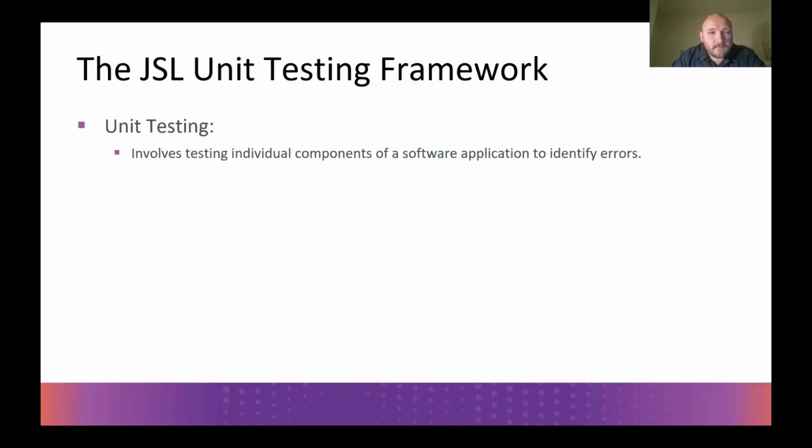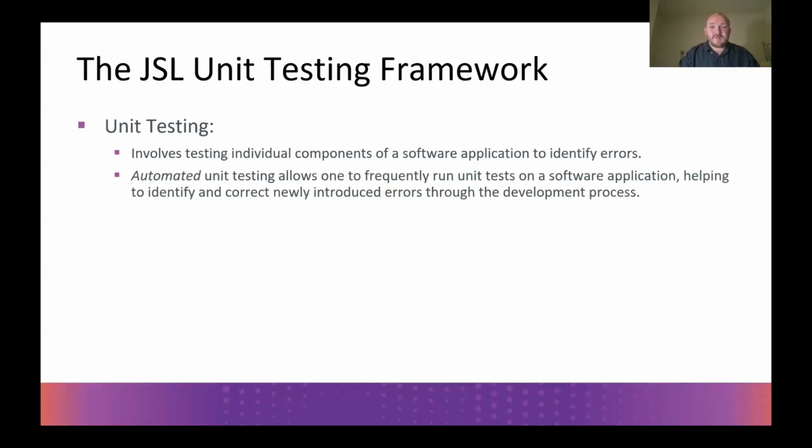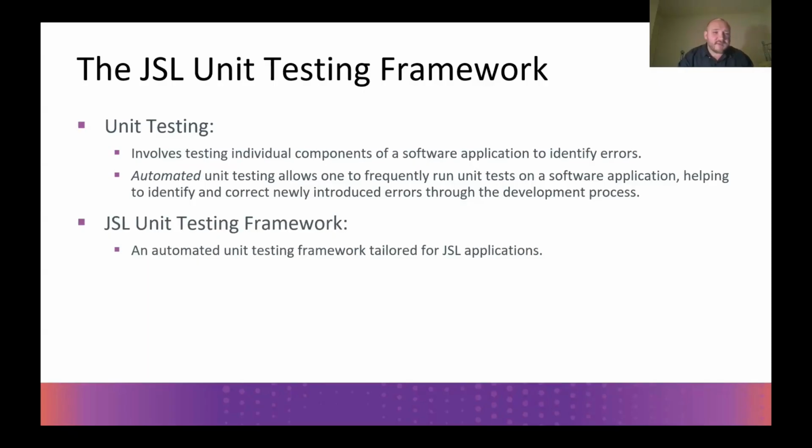So what is unit testing first, for those of you who don't know? Unit testing involves testing individual components of a software application to identify errors. In particular, automated unit testing allows one to frequently run unit tests on a software application to identify and correct newly introduced errors through the development process.